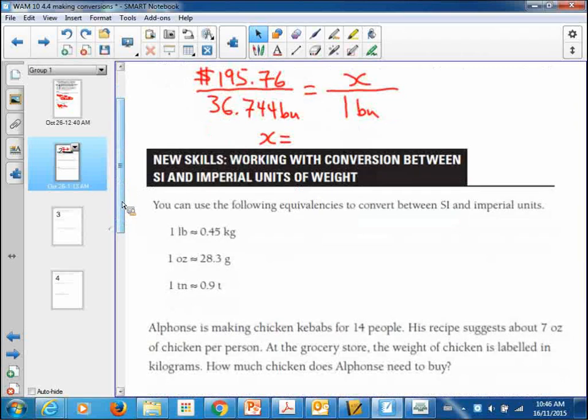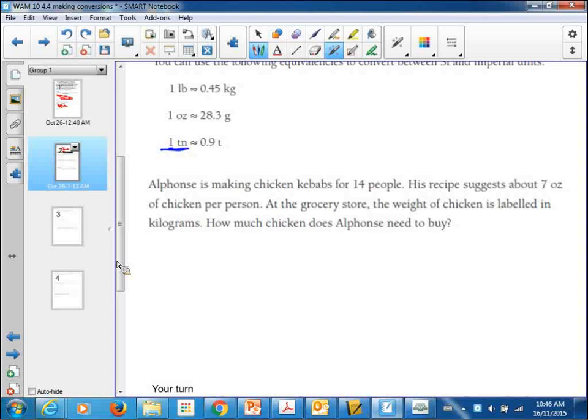Think about this. Conversions between SI, System International or metric system, and imperial units. You've done stuff like this before. You can use these equivalencies here. They're reminders. A pound is 0.45 kilograms. An ounce is 28.3 grams. A ton, an imperial ton, 2,000 pounds, is about decimal 9 of a metric ton. Small t without an n is a metric ton.